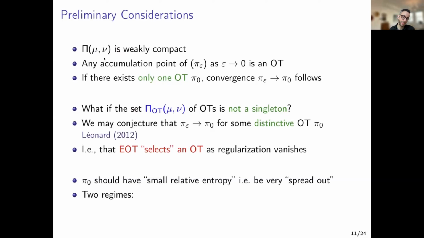Here, because we define pi epsilon by minimizing relative entropy, there is an intuition that the limit pi 0 should have somehow small relative entropy, because we are doing this relative to the product measure of the marginals. It sort of means that pi 0 should be very spread out, very regular as a density. It's kind of the opposite of when you look for a Monge map solution to a problem, because Monge maps are very concentrated. In some sense, it's the opposite.